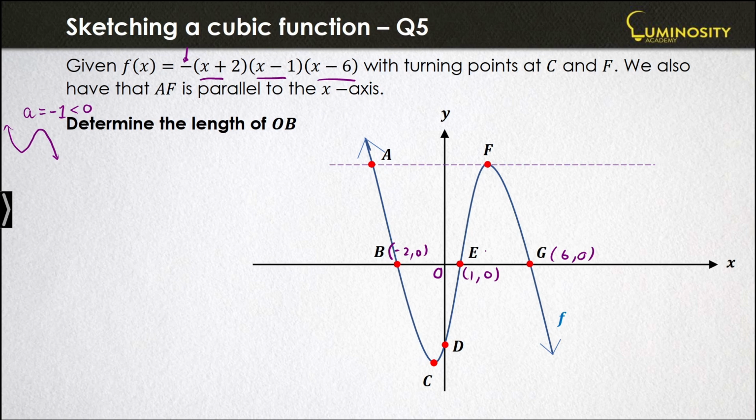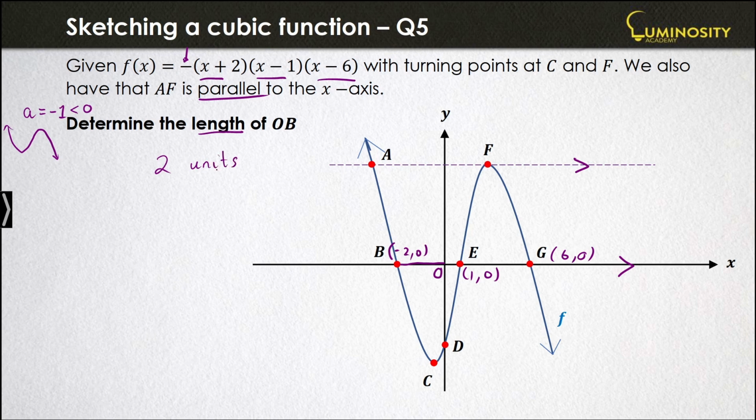We also have the line AF is parallel to the x-axis. They want to determine the length of OB. So O is the origin and B is the point. We know that B is an x-intercept, -2, 0. So the distance from O to B, the length, is 2 units.